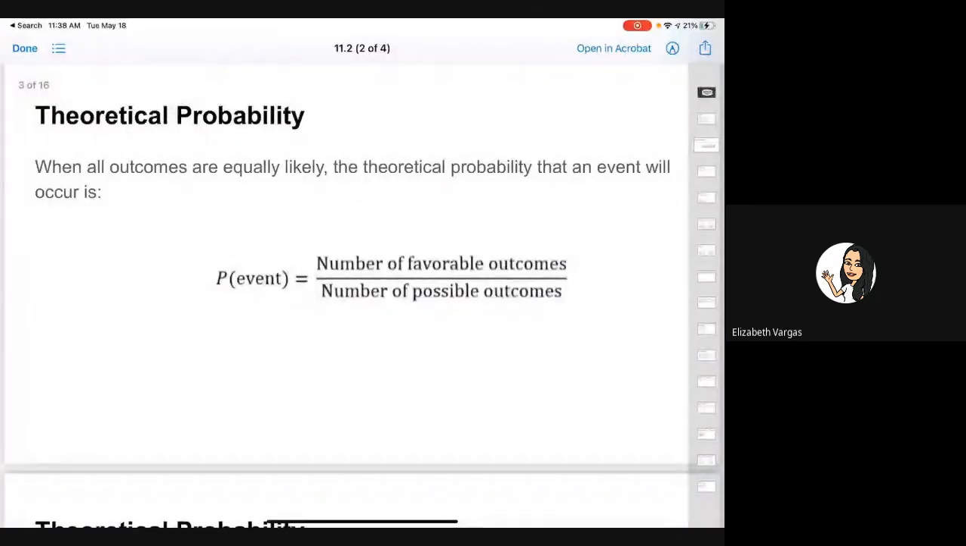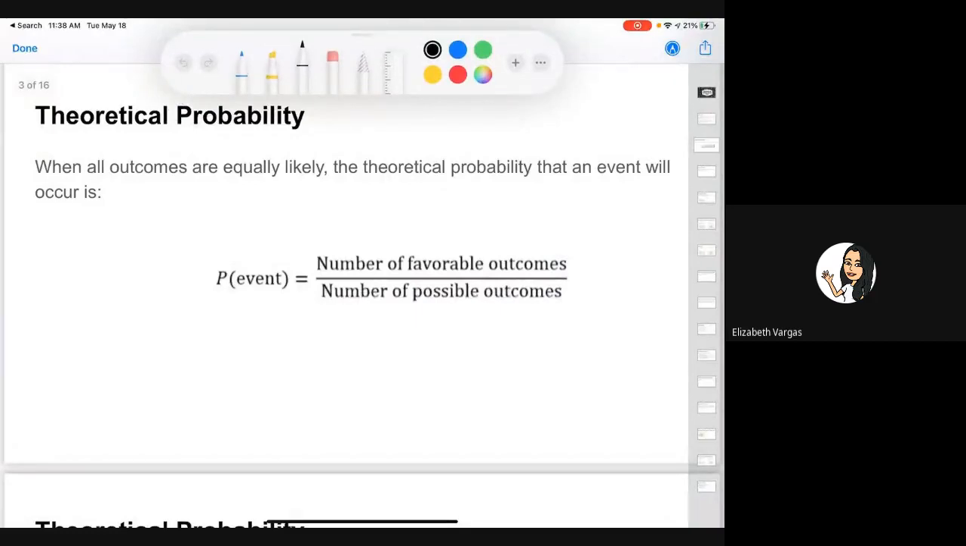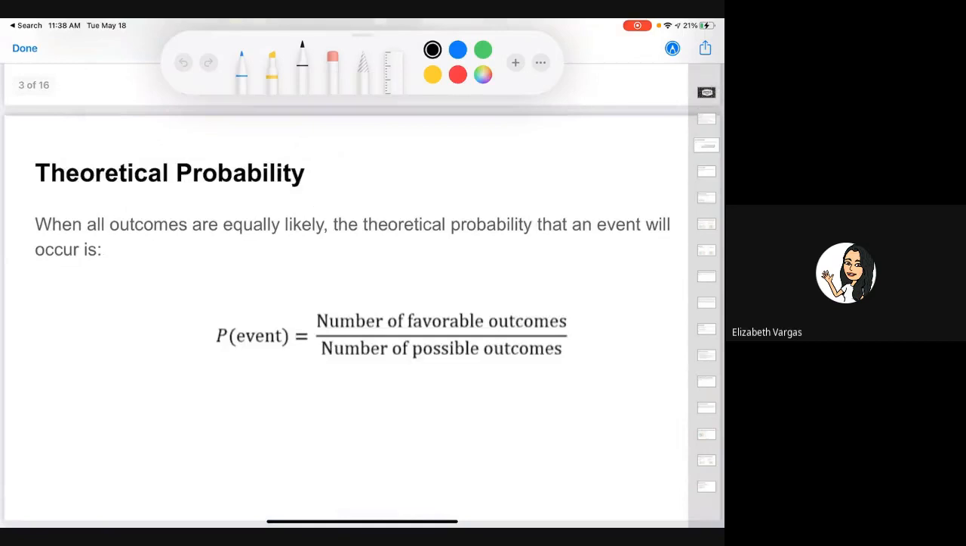So just an overview of theoretical probability. In order to calculate theoretical probability, we take the number of favorable outcomes and divide that by the number of possible outcomes. So when all outcomes are equally likely, the theoretical probability that an event will occur is that ratio, and that's how we calculate theoretical probability. Remember, theoretical is before an event happens.